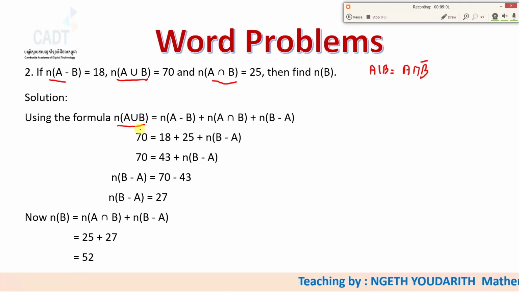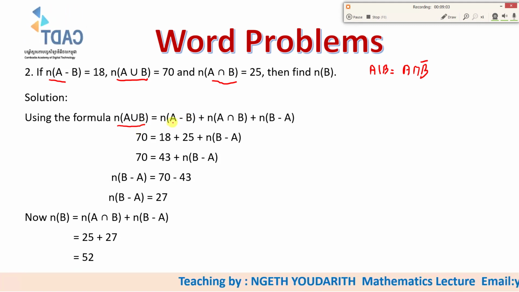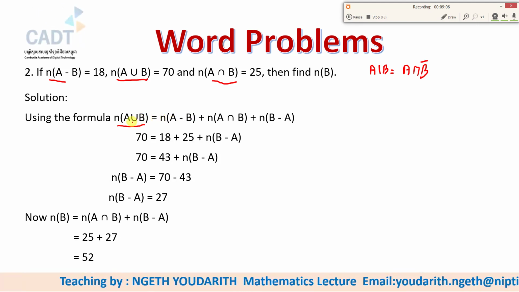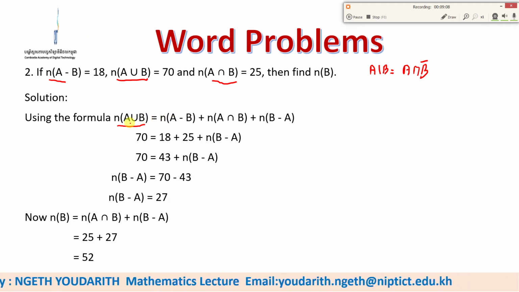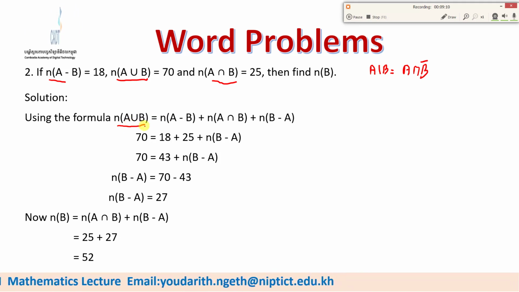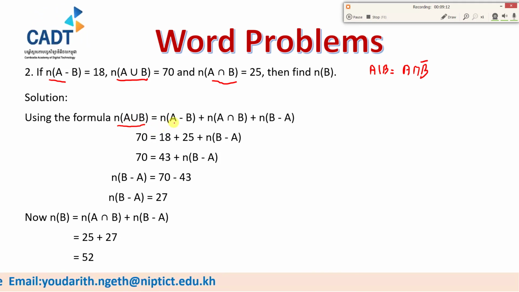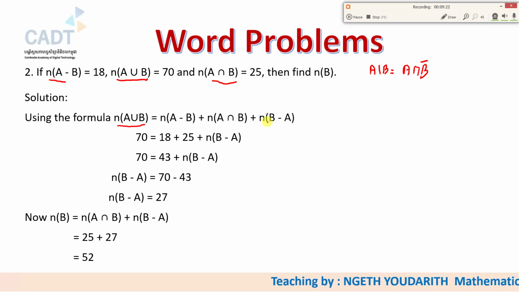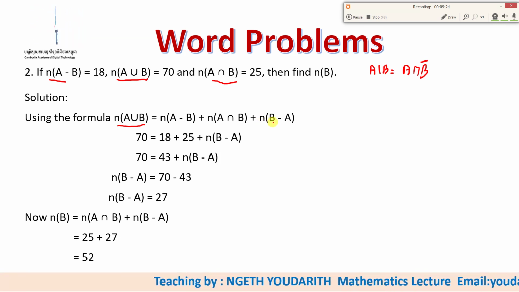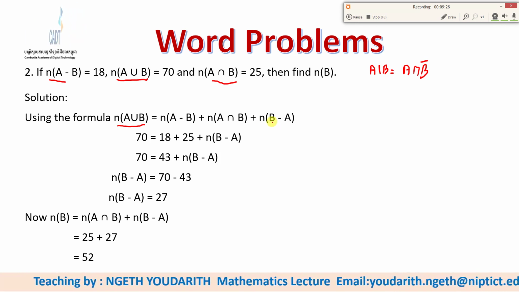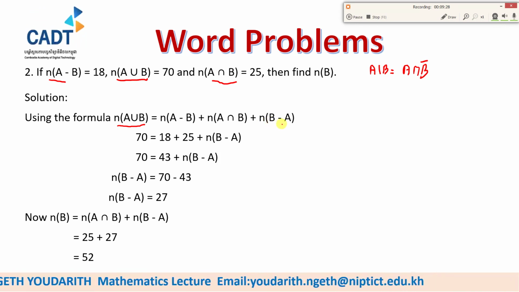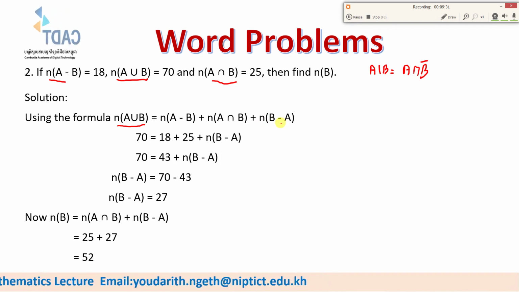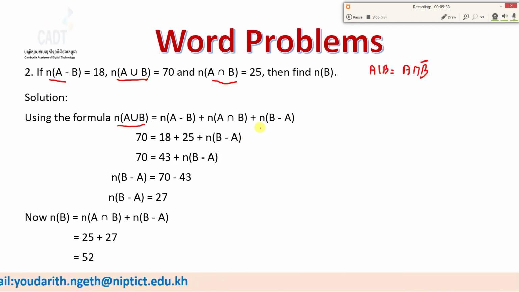NA, it means that the number of A union B is equal to the number of A different B plus A intersection B plus n of B different A. Why do we use this one?